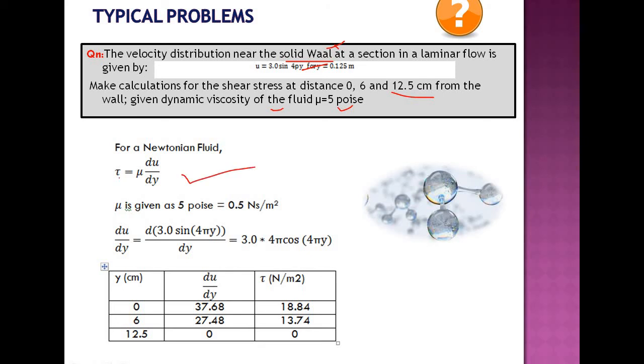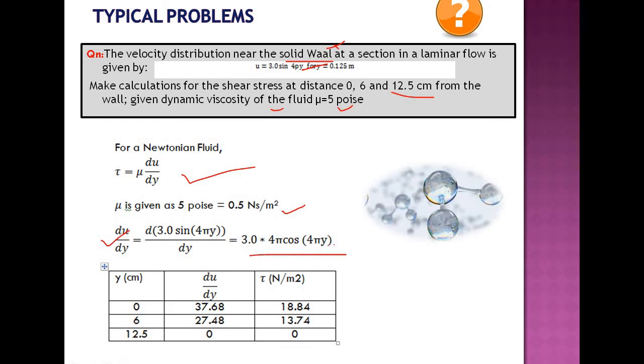Assuming Newtonian fluid, tau equal to mu du by dy. Mu is given as 5 poise, that is a commercial unit, or it is 0.5 Newton second per meter square, that is SI unit. Du by dy, as I already told, is d by dy of this expression, 3 sin 4πy. 3 is a constant. So sin nx, the differential is n cos nx. Similarly, 4π you take outside, cos 4πy. So 3 into 4π cos 4πy is the velocity gradient here.